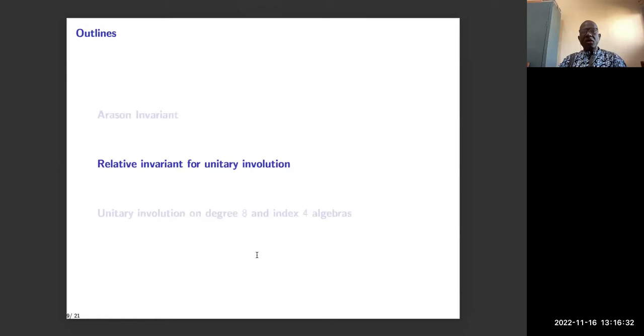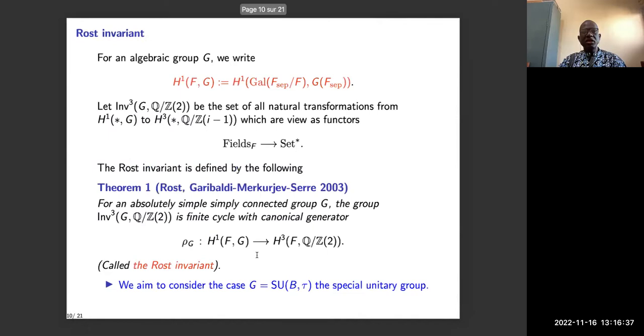Now, how can one construct a relative invariant for unitary involutions? In general, the technique is to use the Rost invariant. For this, I briefly recall the Rost invariant to refresh memories. And we also introduce this notation to simplify the talk: we denote by H1(F, G) this Galois cohomology of the absolute Galois group of F. It's the non-abelian cohomology.